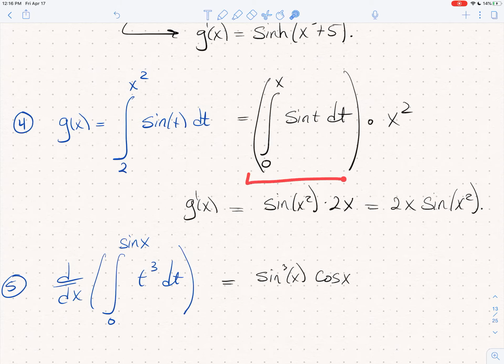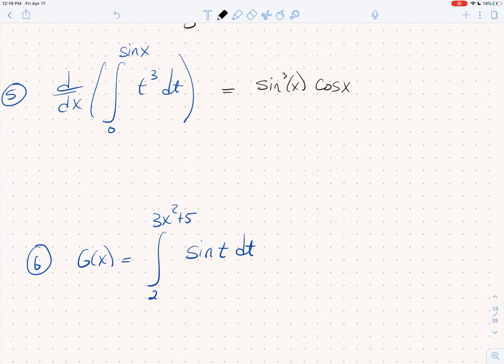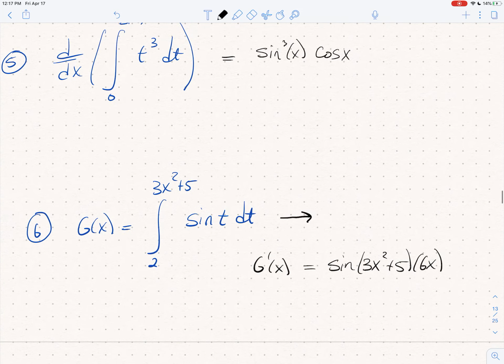I would like you to understand, though, that we're using the chain rule inside-outside formula. So one more example. Please pause the video, work this one out yourself. You should get, for the derivative, g prime of x is going to be the sine of 3x squared plus 5 times 6x, and I'll just leave it like that.